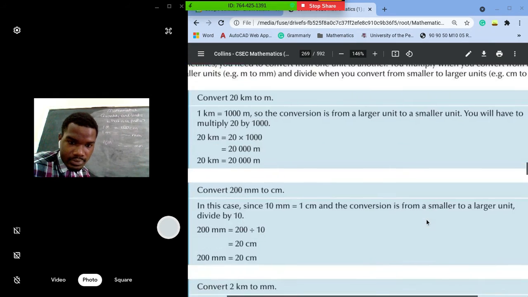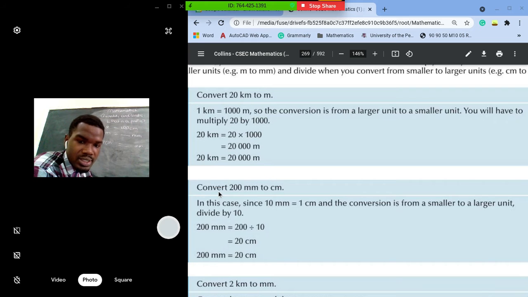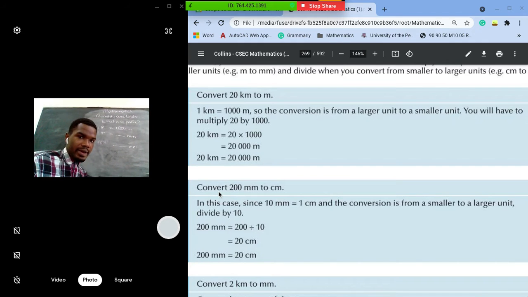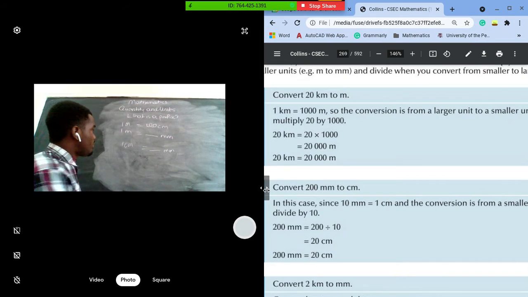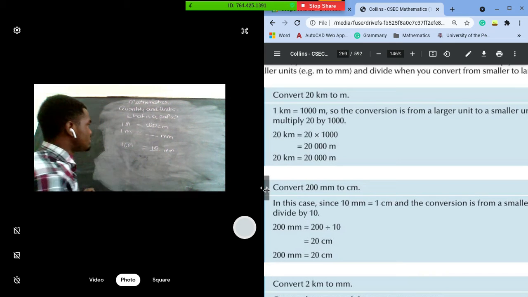Alright? Okay. Now look, read this for me, George. It says, convert 200 millimeters to centimeters. It says, since 10 millimeters equal 1 centimeter, so 1 centimeter is equal to 10 millimeters. Alright, Kira? But we're going to visualize this next class, so don't worry. So we're going to put that: 1 centimeter is equal to 10 millimeters.